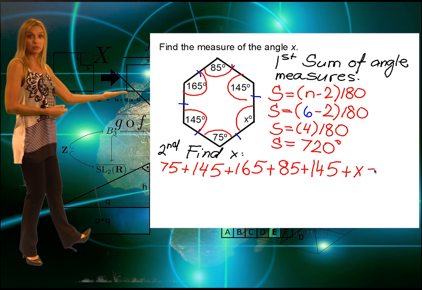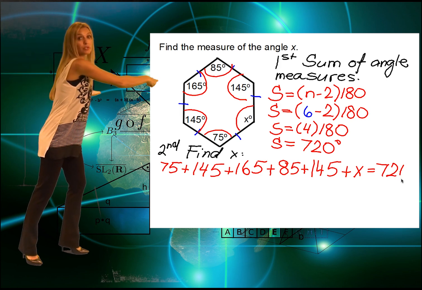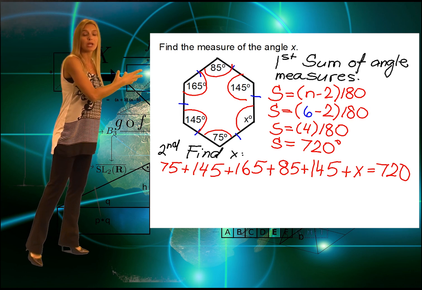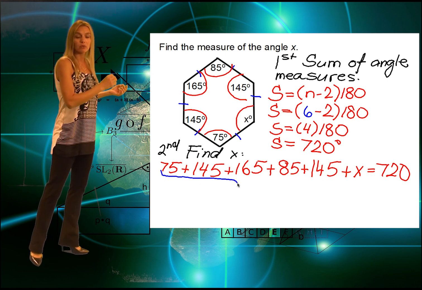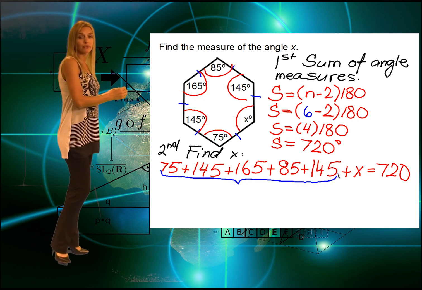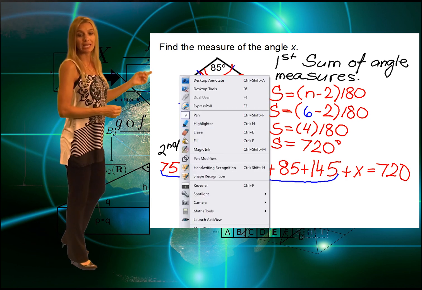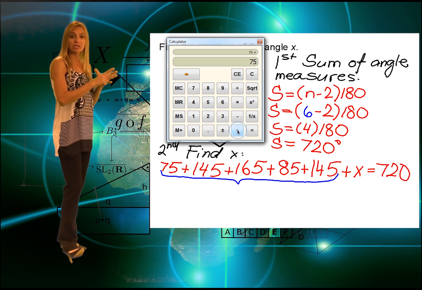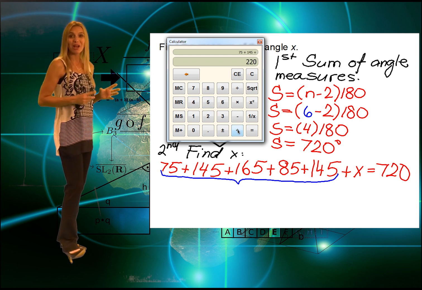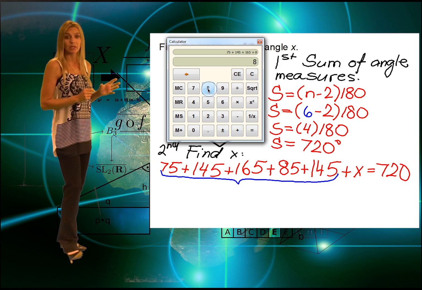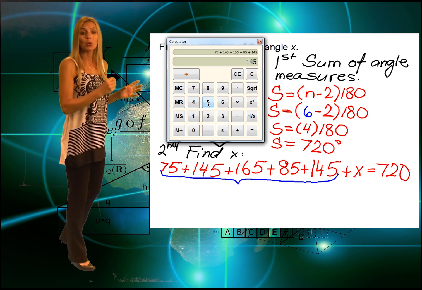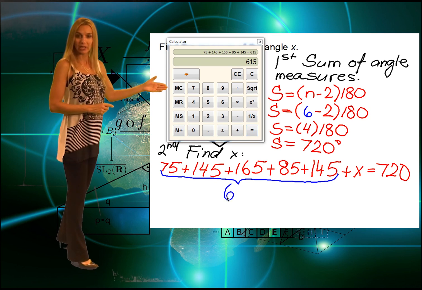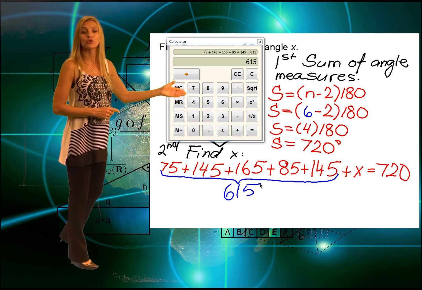On our left side of the equal sign, let's combine all of our numbers, right? We cannot include the x because we don't know the x. We have to figure that one out. So let's figure out what 75 plus 145 plus 165 plus 85 plus 145 is. You all have calculators, so we're going to type it all in neatly. If you add all known angles, we will get 615 plus the unknown angle x equals 720.